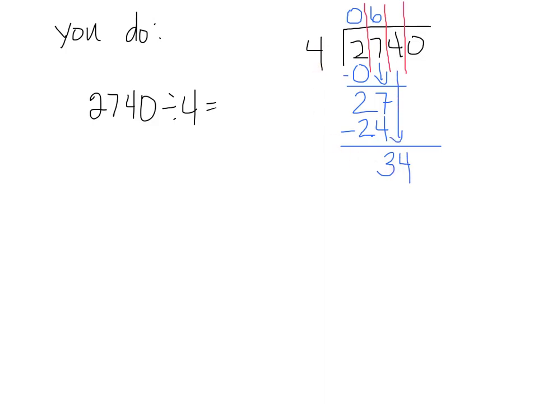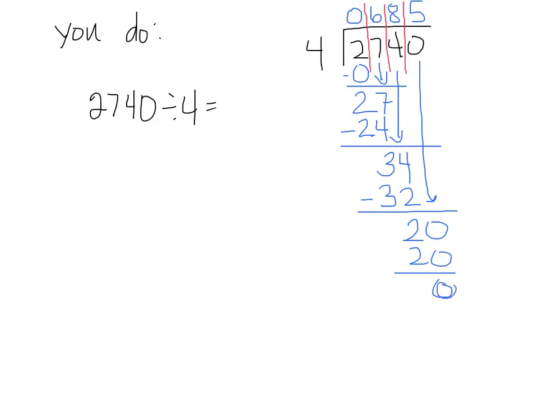And 4 into 34. Okay, again, knowing your math facts is really helpful here. 4 times 8 is 32. 4 times 9 is 36. 36 is too high, so it's got to be 8, which makes that 32. 4 subtract 2 is 2. Check, make sure that's smaller than that. It is. Bring down your next player. 4 fits into 20. 4 times 5 is 20, so it's going to be fine. And you have a 0 remainder. So your answer was 685.